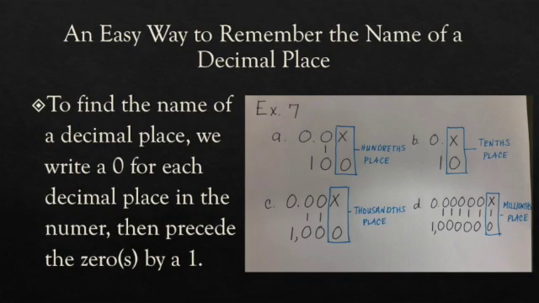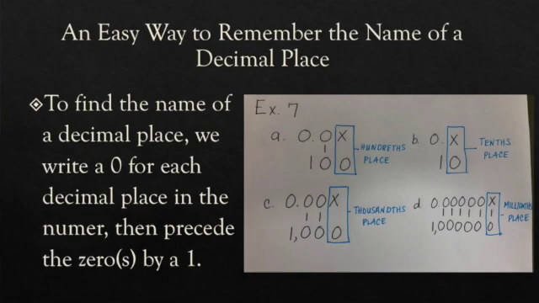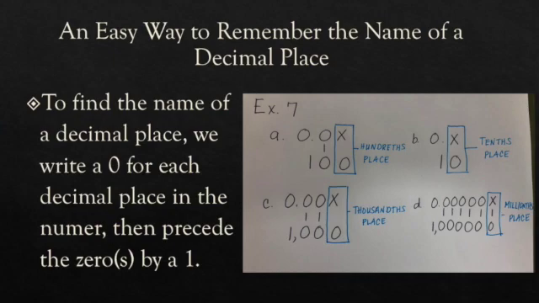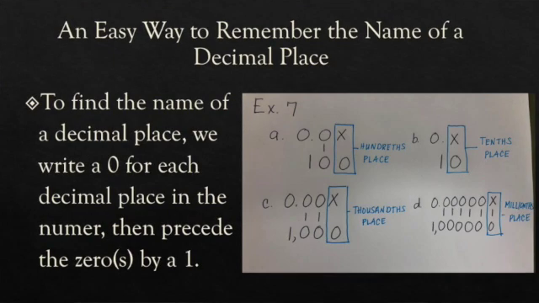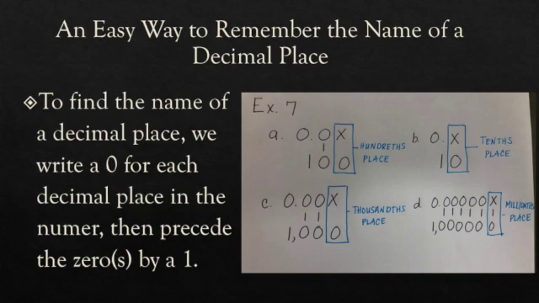If I have some number 0.00x, I'm going to put a 1 where the decimal belongs, and then I'm going to follow it with zeros. What number do I have here? I have 1,000. So when we're talking about decimals, we're going to call this thousandths place. And then D, here's a bigger number.